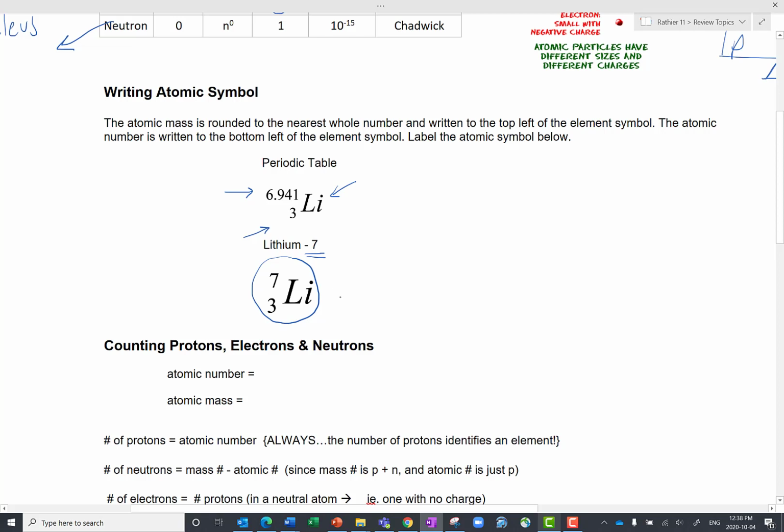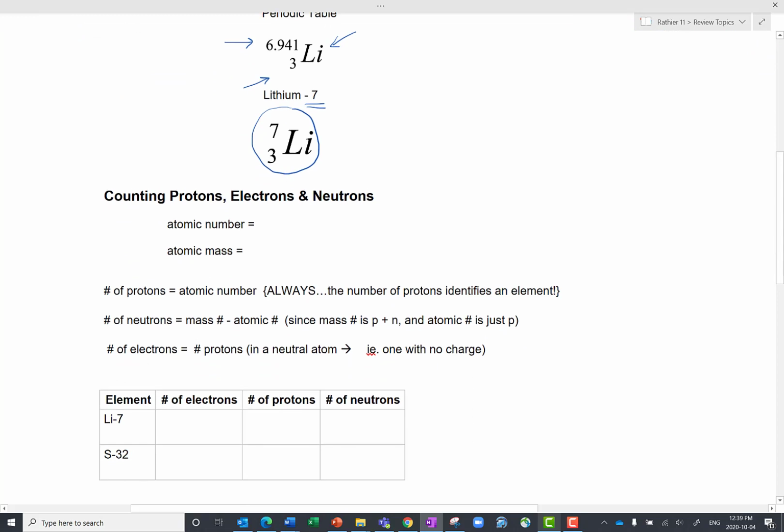How do I know that I've got a particular isotope? I've got whole numbers here. So let's use this rule that we've been given here to help us count in lithium how many protons, electrons, and neutrons there are. My atomic number is my bottom number here. It is 3. And my atomic mass of lithium-7 is 7.